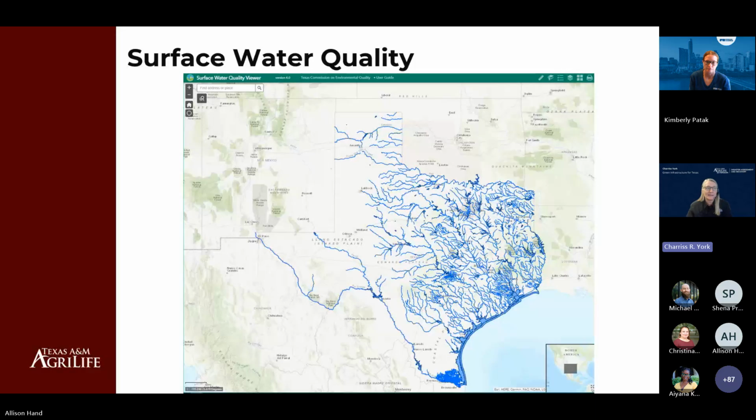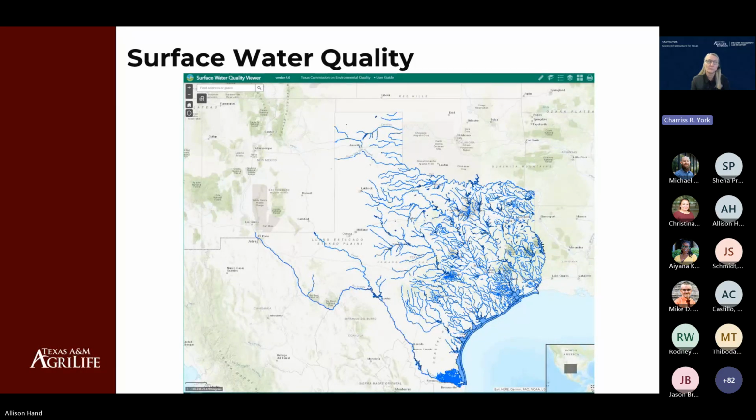So the last aspect of water that I want to talk about is our surface water quality. In Texas, it is the Texas Commission on Environmental Quality and the Texas State Soil and Water Conservation Board who are tasked with monitoring the quality of our surface waters. So that means our rivers, our creeks, our lakes, our bayous. This map is from the TCEQ website. It's the Surface Water Quality Viewer. It's a GIS tool that's available that anyone can access.